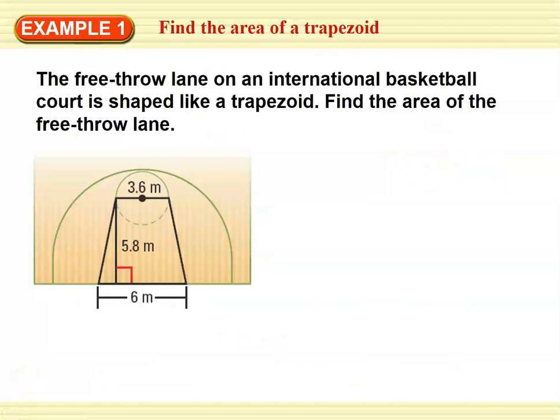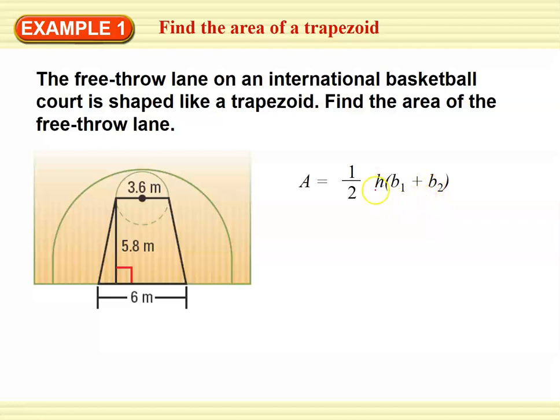All right, so here is a trapezoid. Finding the area of a trapezoid. The free throw lane on an international basketball court is shaped like a trapezoid. We want to find the area of the free throw lane. So we're told it's a trapezoid. We can see that these would be the bases. So again, the formula is half of the height times base 1 plus base 2.